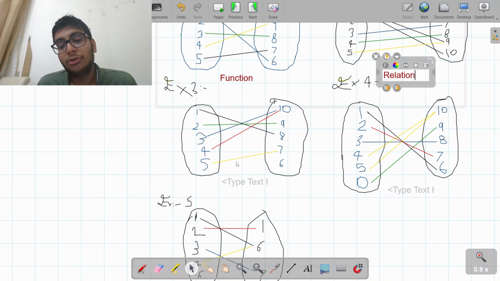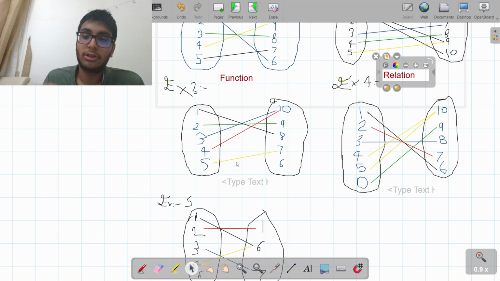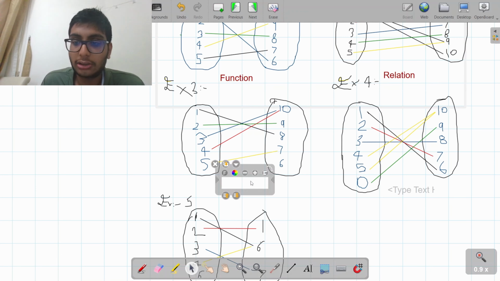Can it be possible that two inputs can give you one similar output? Yes, that is possible. But in this case, this is not a function. And the reason is that 6 doesn't have an input. Because each output should have an input, no matter what the cost. Each output should have an input.